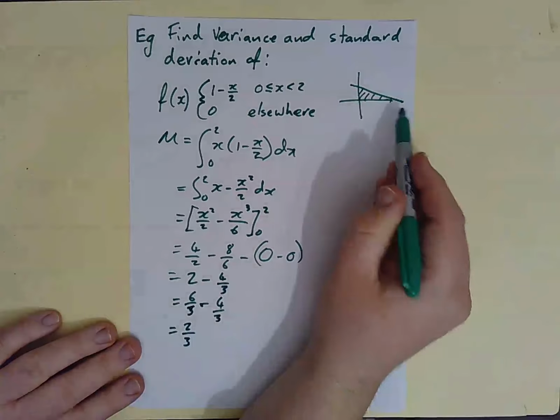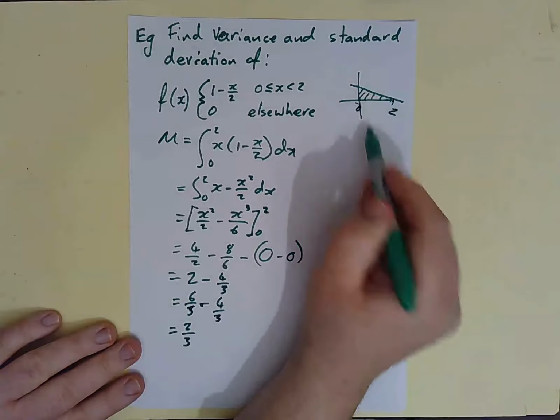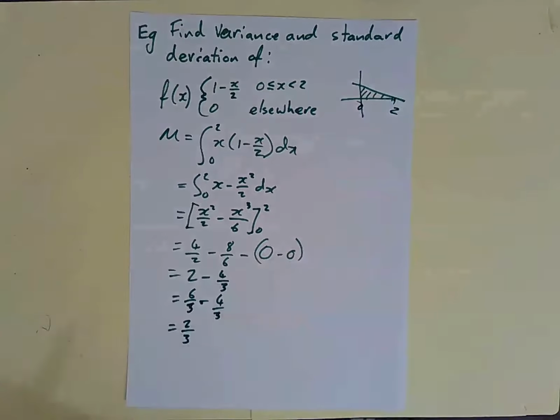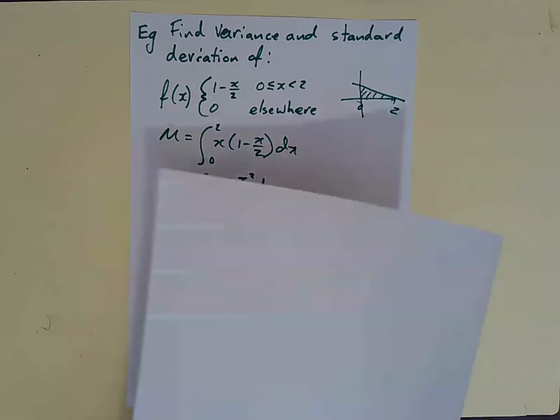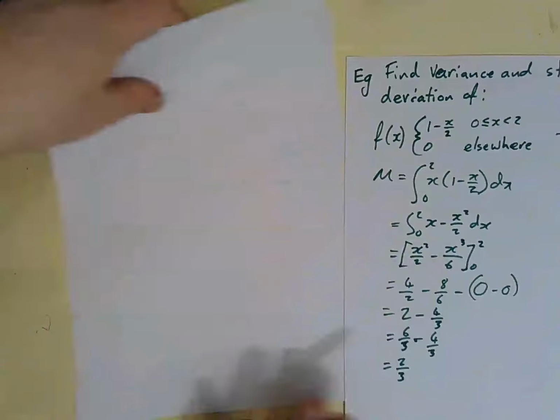That looks roughly right. That's 2, that's 0. So I expect to be on that side. Now just get a second piece of paper, and we'll do our expected of x squared. And as I mentioned the other day, I might just put this over the side, you'll see it.